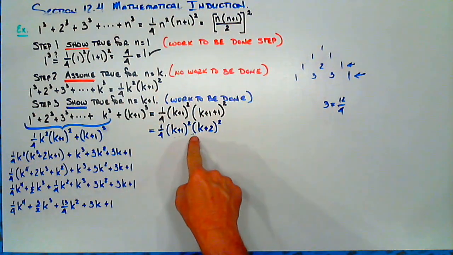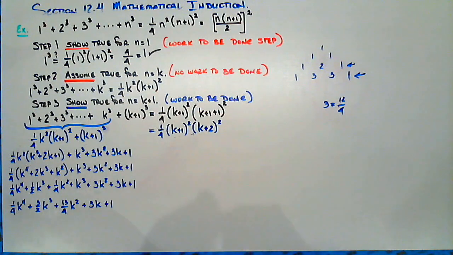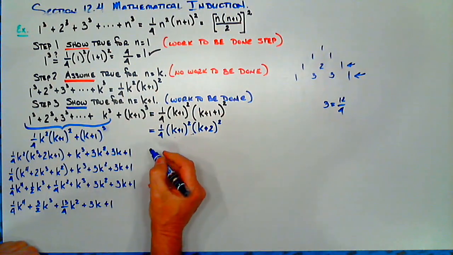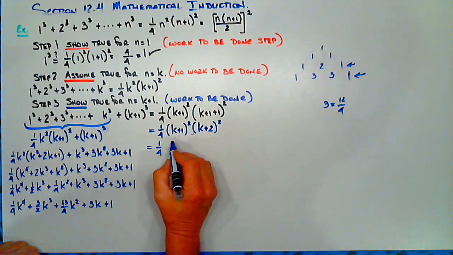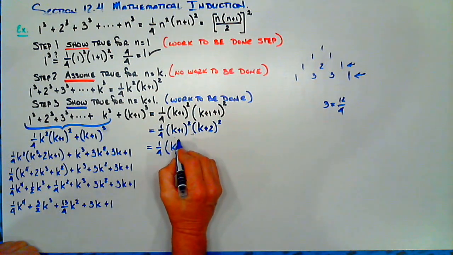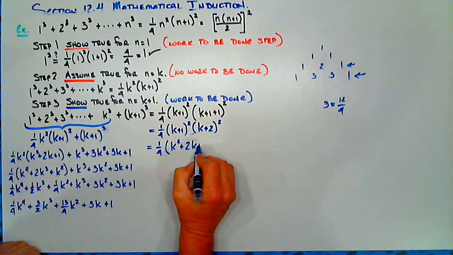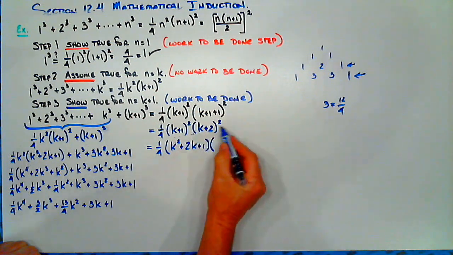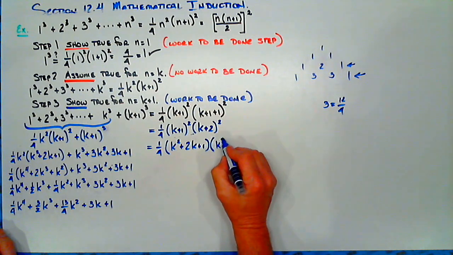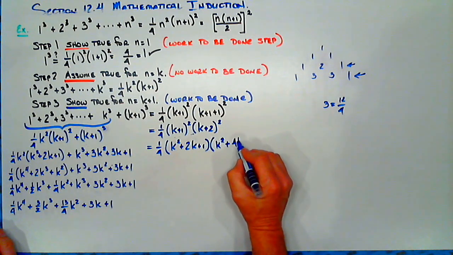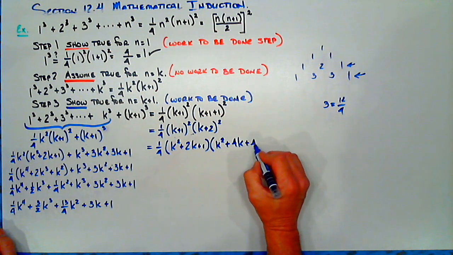Now, how do I know if it matches this? Well, I'm going to multiply that out. What is this going to equal? Well, in about an hour we'll know. It's going to be 1/4 times k squared plus 2k plus 1. We know what that is. We just had it written on the board a second ago. Times k squared plus 4k plus 4.